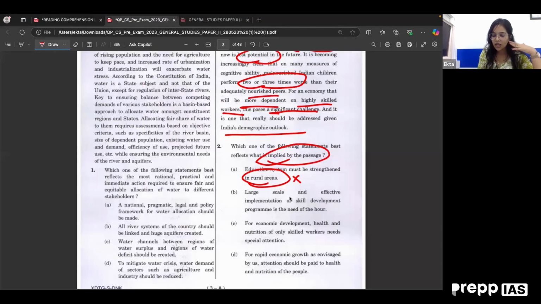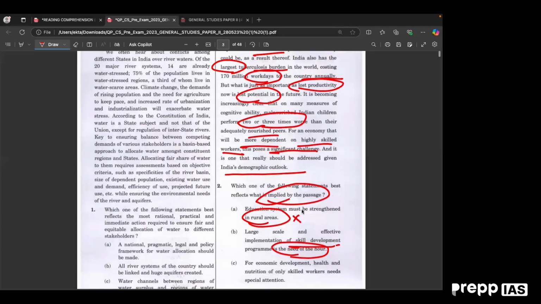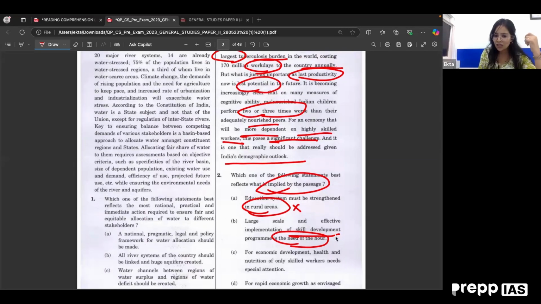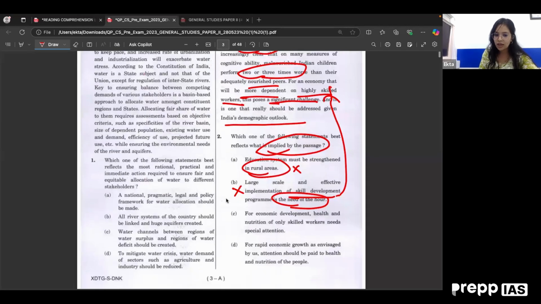Great effort. Large scale and effective implementation of skill development program is need of the hour. Skill development पे are they talking about it? They are not talking, मैम, about skill development. मेंशन नहीं है। Yes, it's not mentioned. Actually, it's a distortion because यहाँ उन्होंने highly skilled लोगों की बात की है. But that is एक context रख रहे हैं कि अगर India की economy knowledge economy है, ठीक है, तो ऐसी इकोनॉमी के लिए we need people who are cognitively very fine, right? That's why they're saying about it.